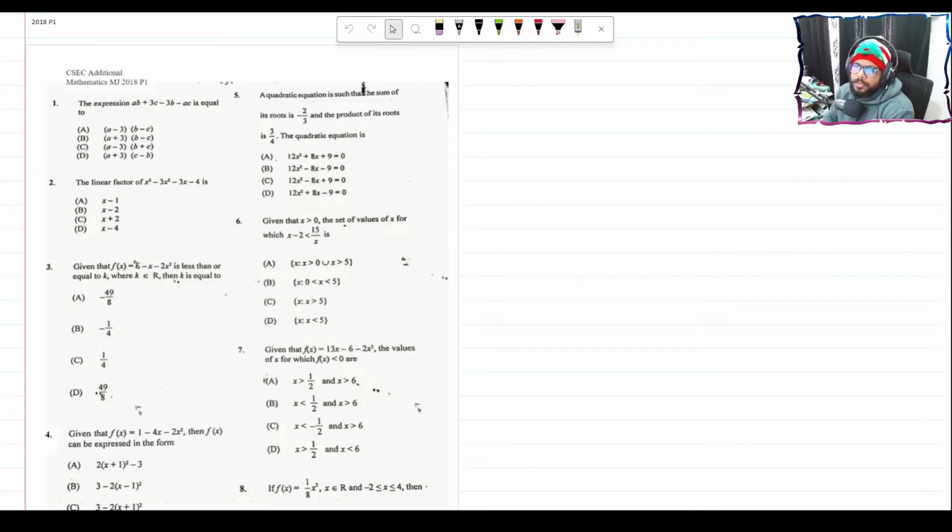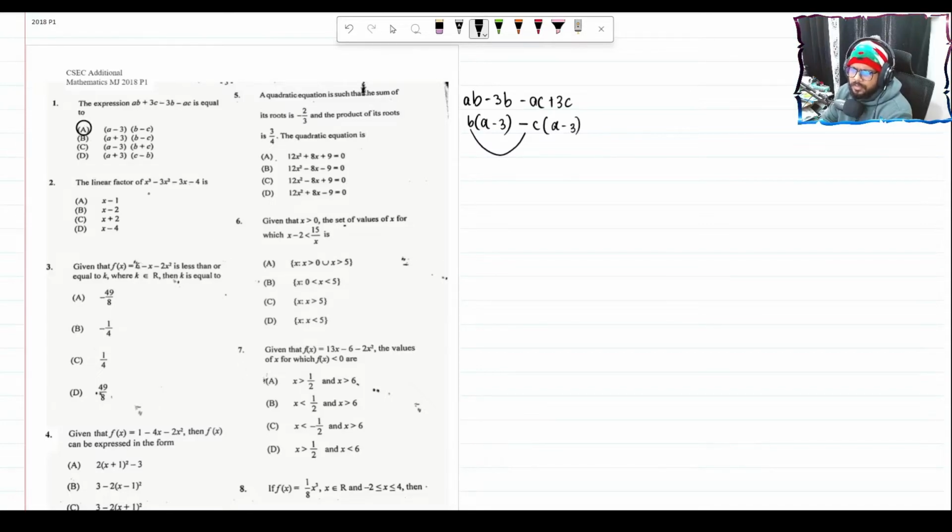Alright, so number 1, the expression AB plus 3C minus 3B minus AC is equal to, let me see how we could factorize this. So AB, I see a 3 there, so let me put the 3 next to that, minus 3B, minus AC, because I want to put it in order, I want to put the 3's second, plus 3C. I'll get B into A minus 3. So I know it's either A or C so far. Take away C into A minus 3. So I know the next one is going to be B minus C. So the answer for this is A. And I believe this is a repeat question.